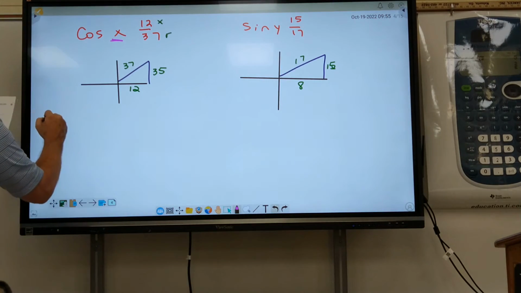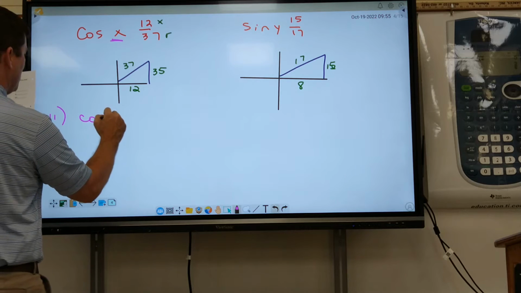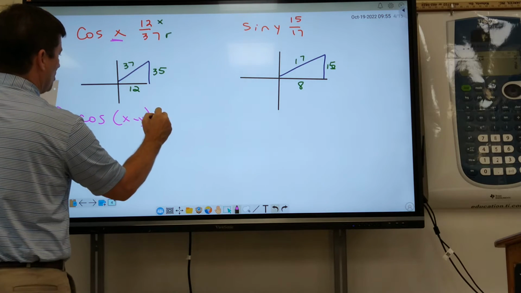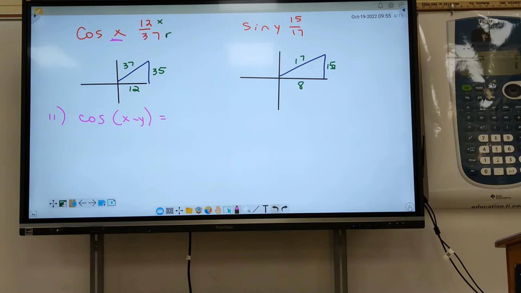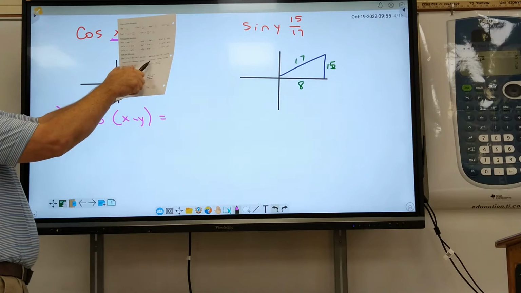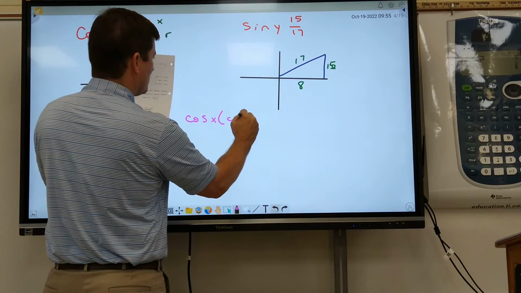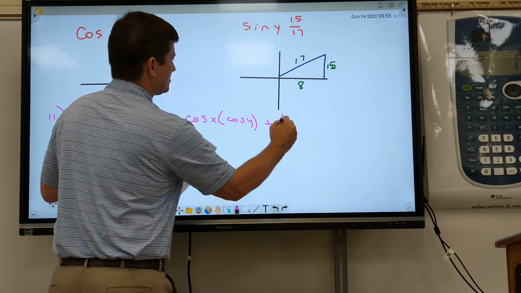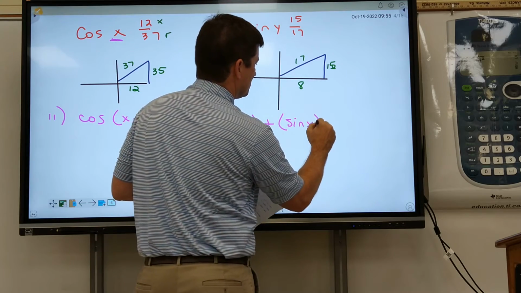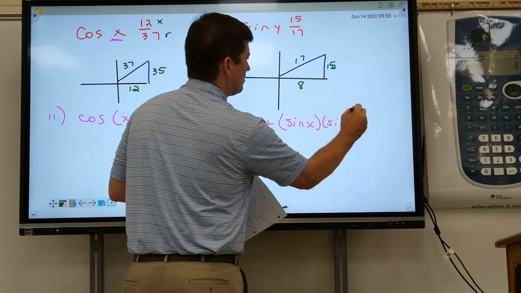All right, 11 we did yesterday. It says cosine of x minus y. So what I had y'all do was copy the formula off the formula sheet. First step's find the formula. It's right here. It says cosine x, cosine y, plus sine of x, sine of y.